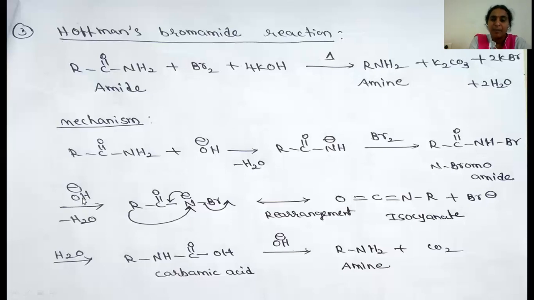Now this N-bromoamide further reacts with the base. That base abstracts the proton here, and again nitrogen gets a minus charge. Now this compound undergoes rearrangement. Nitrogen donates its bonding electrons here, simultaneously the R group along with the bond shifts towards the nitrogen, and the halogen is eliminated as Br minus. So finally the isocyanate compound forms. This isocyanate, on basic hydrolysis, produces the primary amine.